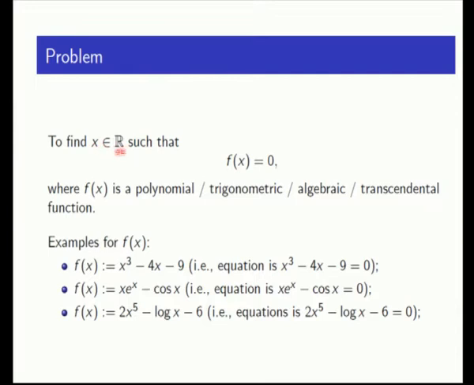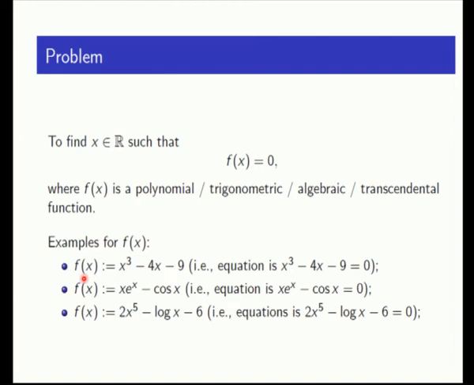So, the problem under consideration is to find x, a real value, so that f of x is 0. This is the main equation which we are going to consider. The f can be a polynomial equation, or a trigonometric equation, or an algebraic equation obtained by all kinds of algebraic operations, or a transcendental equation.